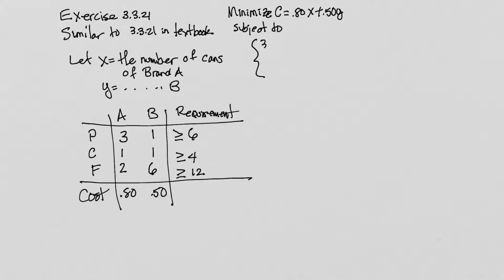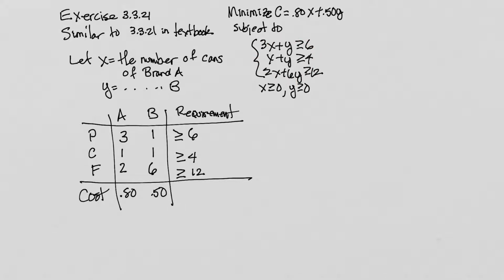We have 3x plus y greater than or equal to 6. We've got x plus y greater than or equal to 4, and then we've got 2x plus 6y greater than or equal to 12, and of course we've got x greater than or equal to 0, y greater than or equal to 0. Now what we need to do is to graph these three inequalities to get our feasible set.